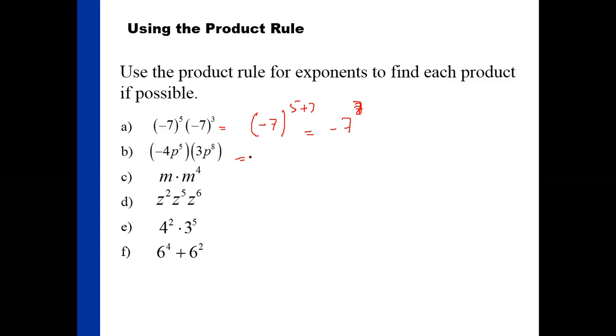Next we have -4p^5 times 3p^8. Now minus 4, we multiply the coefficients, minus 4 with 3, and p multiplied with p, we have p^5 and p^8. So minus 4 times 3 equals minus 12, and for p^5 and p^8, we add 5 plus 8, so minus 12 and p to the power 13.